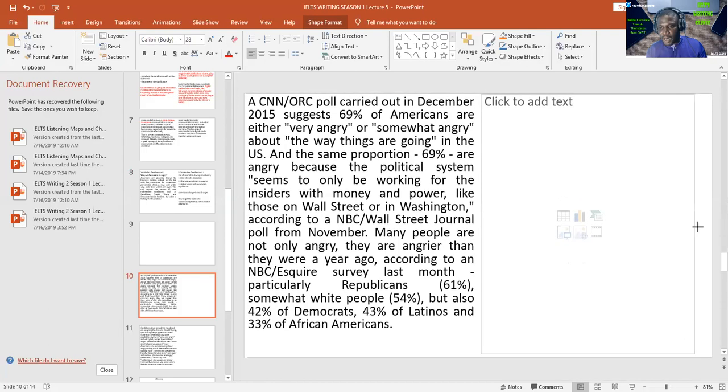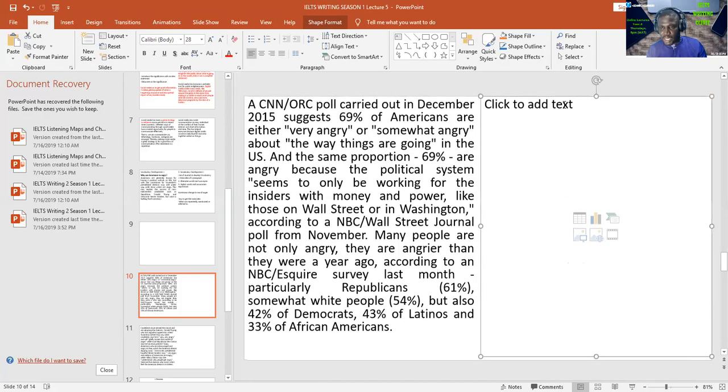This is the second paragraph. I just want us to understand this main idea before I go into the second aspect. A CNN/ORC poll carried out in December 2015 suggests 69% of Americans are either very or somewhat angry about the way things are going in the US.